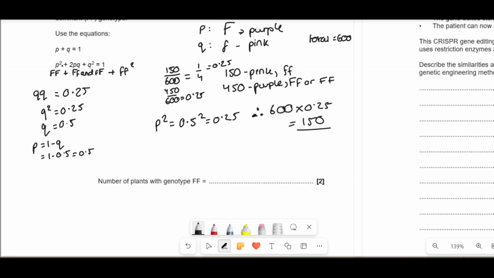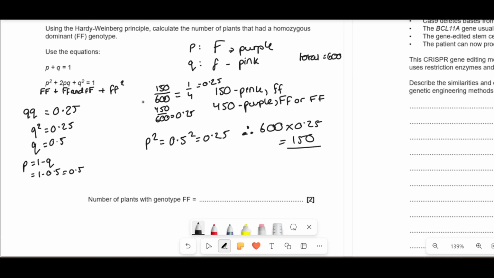You could work out P squared, or you could work out 2PQ plus Q squared and minus it from 1. But again, if we're using the Hardy-Weinberg principle, you can just do P squared, or you could work 2 times P times Q out.